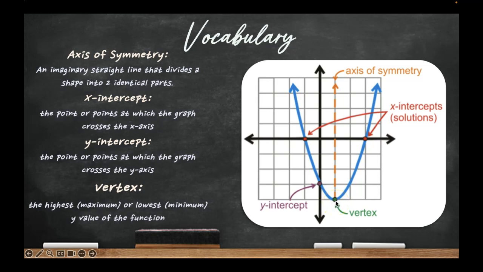If they ask you for the minimum, that will be the y value of the vertex. And if it's facing downward, then the vertex would be your highest point. If they ask you for the maximum, that'll be the y value of the vertex.